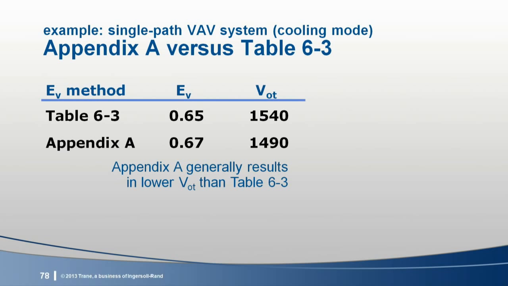Note that the default values in Table 6-3 assume an average outdoor air fraction, X sub S, of 0.15. So for systems with a higher average fraction, like our example, using Appendix A will result in a higher system ventilation efficiency and a lower intake airflow.